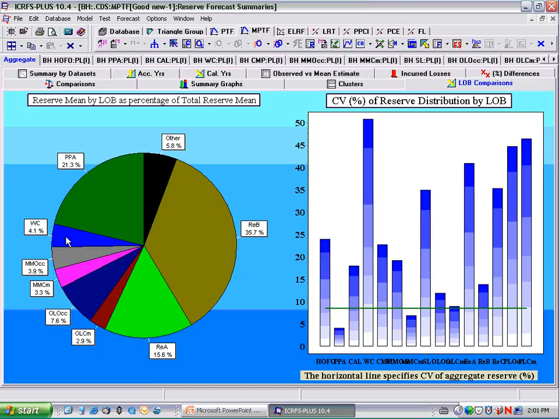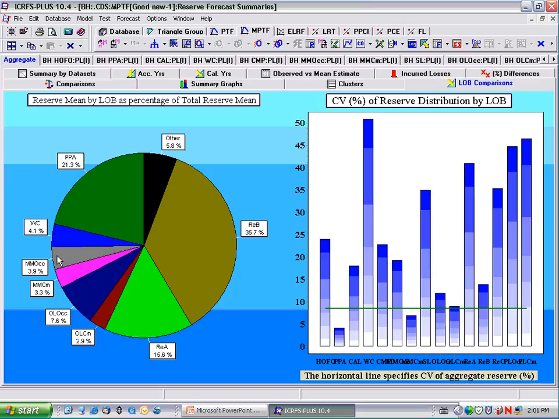It's 4.1% of the total business in terms of mean reserve. So it's not the smallest. I mean, you've got MMOCC, which has got a smaller proportion of the business, but also has a smaller CV. I mean, everything else being the same, the larger the volume, typically the lower the CV, the less the volatility. But that's everything else being the same. And over here, everything else is not the same.